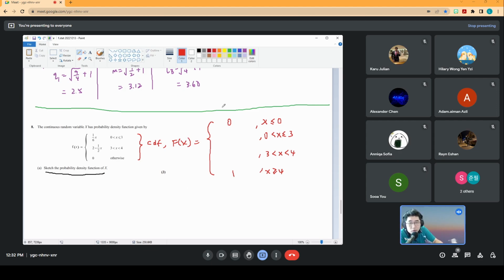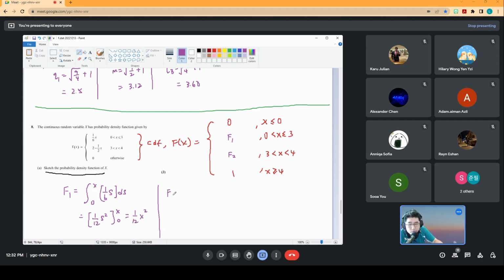Okay, so I write this as F1, this one F2. The F1 calculation will be based on this: the integral from 0 to x of 1 over 6 s ds. Okay, I will have 1 over 12 s squared evaluated from 0 to x. Then I will have 1 over 12 x squared.